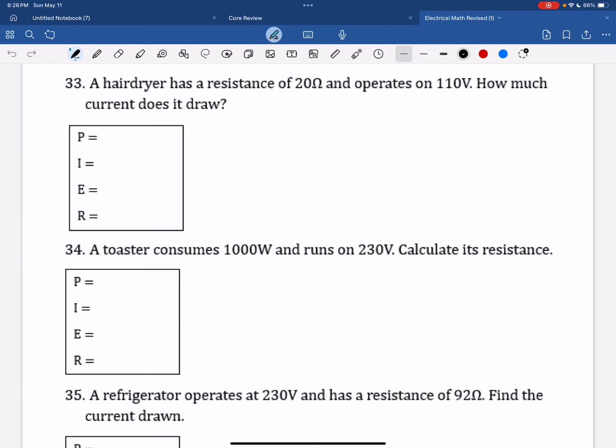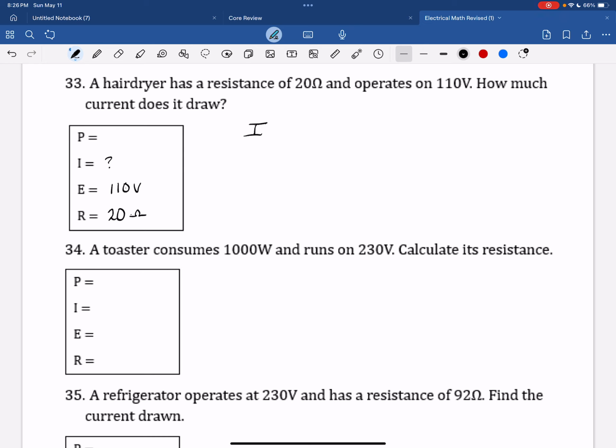Page 66, without the ohms wheel. A hairdryer has a resistance of 20 ohms and operates on 110 volts. How much current does it draw? So we know ohms and we know volts, and we want to know current. So current is what we're looking for.